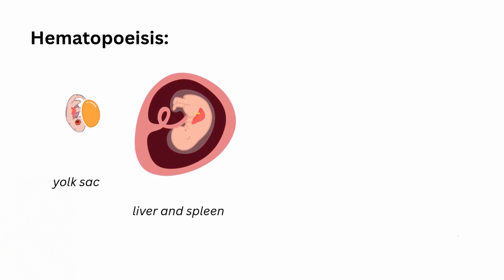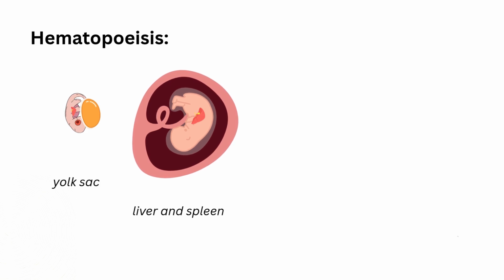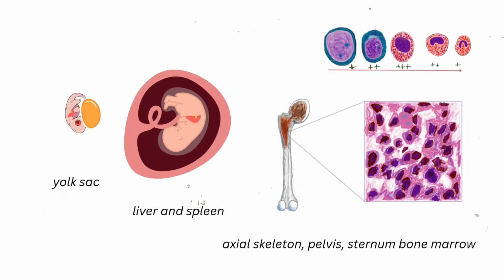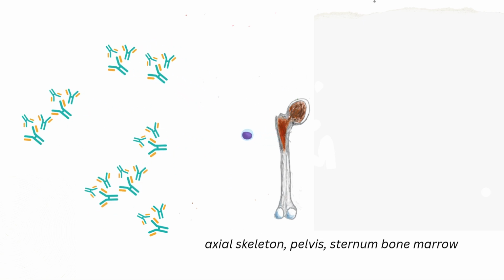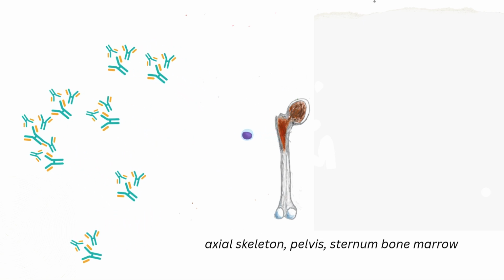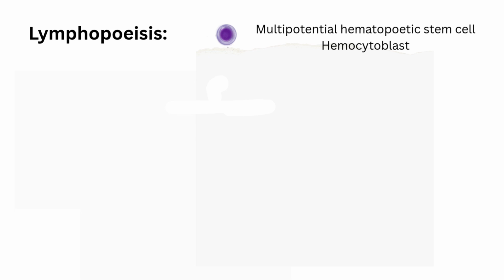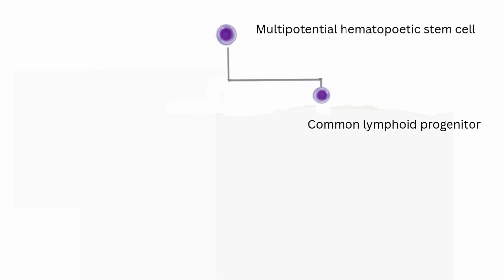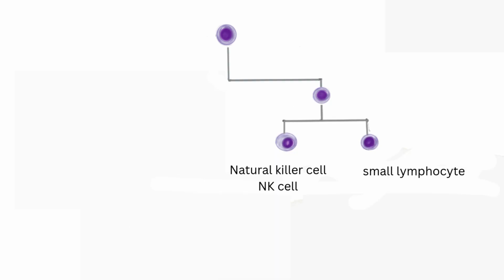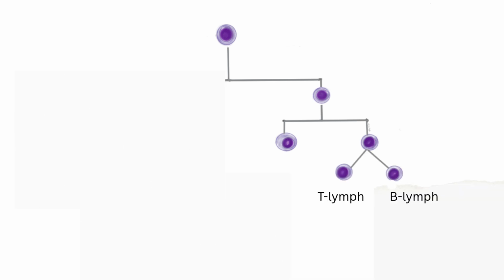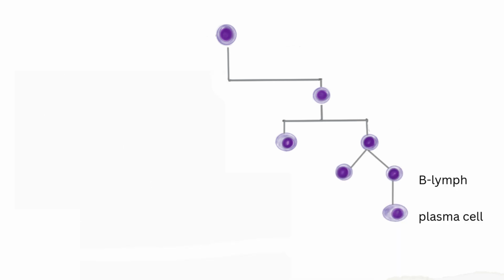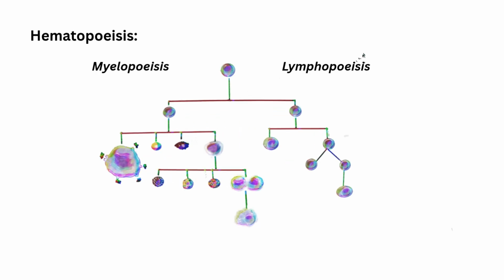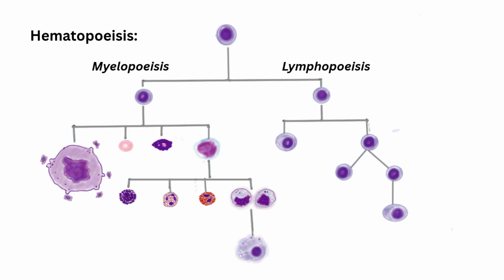Hematopoiesis transitions early in life from the yolk sac and embryonic mesoderm to fetal liver and spleen, then to the bone marrow, where B cells mature and produce immunoglobulins. Let's take a brief look at lymphopoiesis. You may have seen this classic version showing lymphopoietic lineage. On the other side of hematopoiesis, we see myelopoiesis.